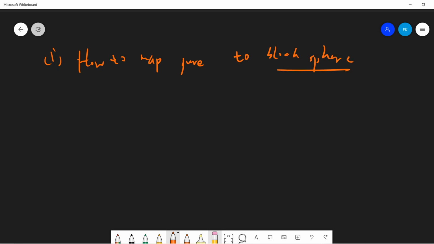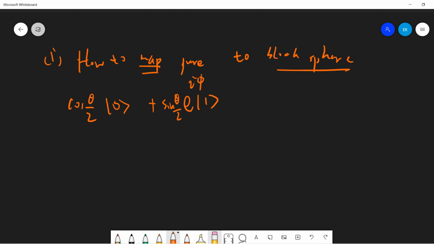The map is very easy because we know that a single qubit can be written as a combination of 0 and 1, and there's a global phase. Let's say this is alpha and beta. I can force alpha to be real. So I can let alpha be just cosine theta divided by 2, and beta to be sine theta divided by 2.